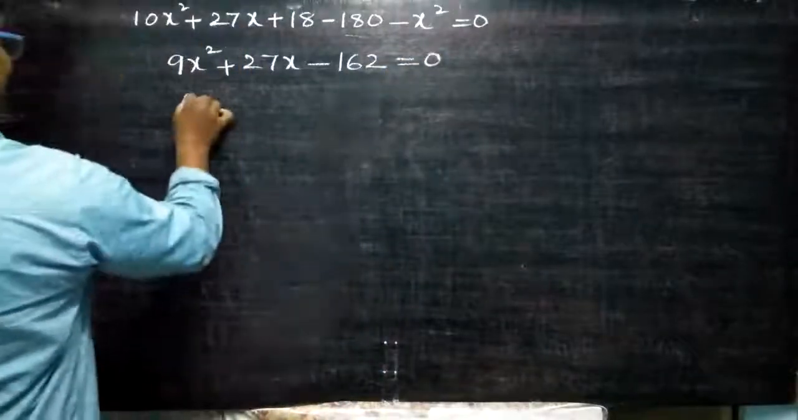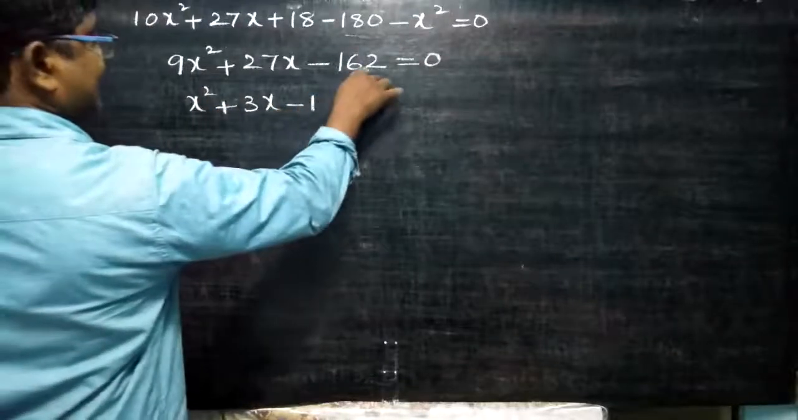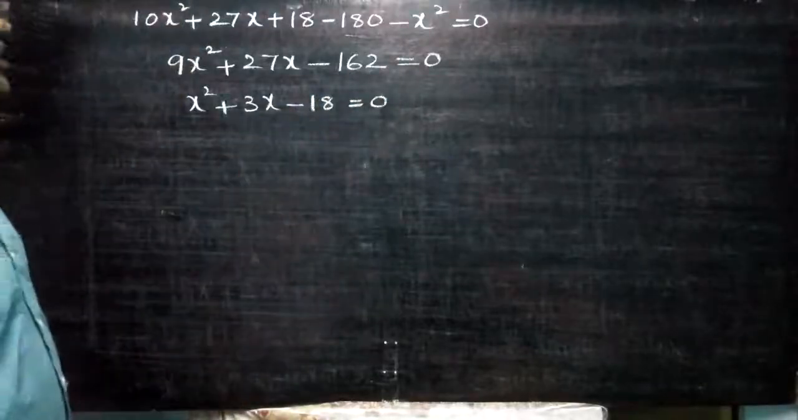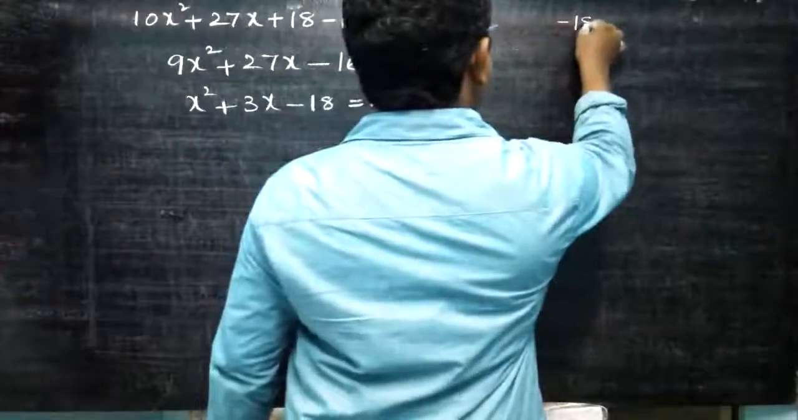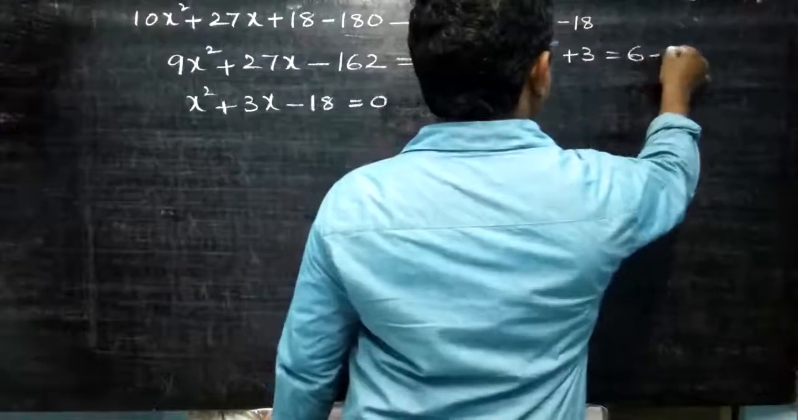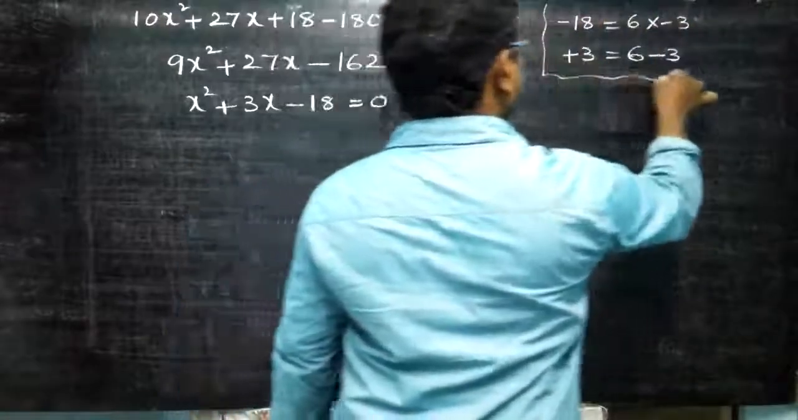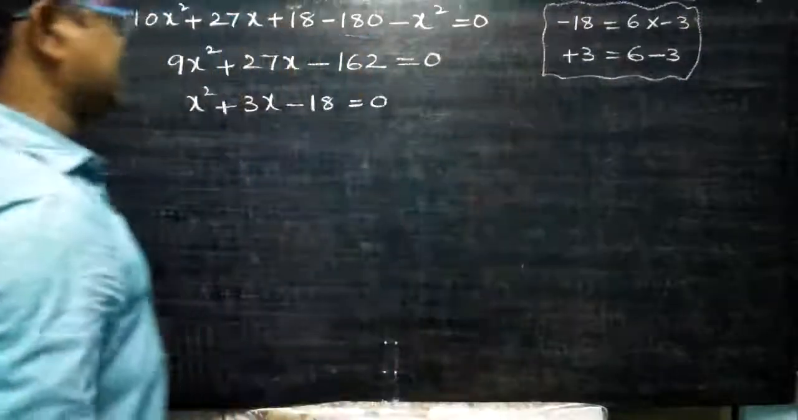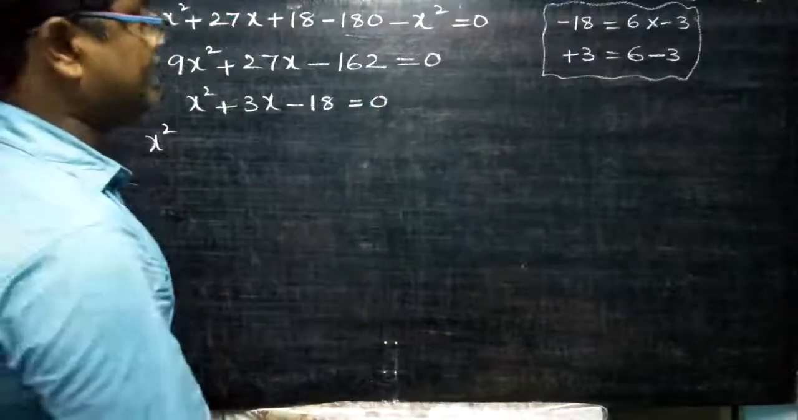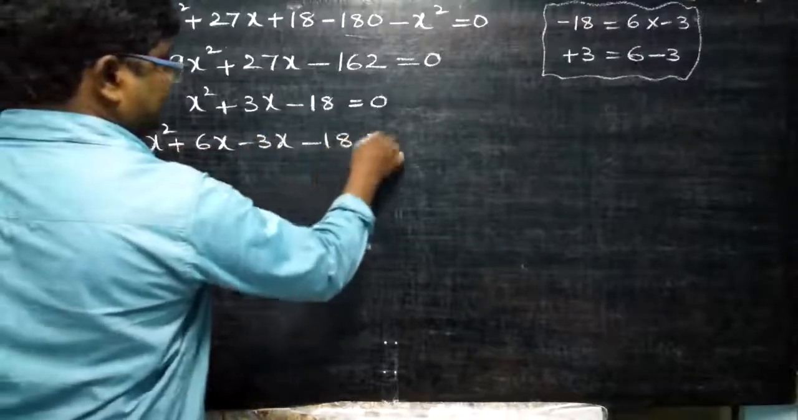9 is common. 9 ones are 9, 9 threes are 27, 9 ones are 9, 9 eights are 72, 0. Now we got a quadratic equation: x square plus 3x minus 18. When we multiply, minus 18 should come. When we add, plus 3 should come. So 6 and minus 3: 6 into minus 3. In such a way we have to take factors of 18. Both conditions should be satisfied. Finding factors is one thing, applying signs is another thing. Keep in mind. So x square plus 6x minus 3x minus 18 is equal to 0.